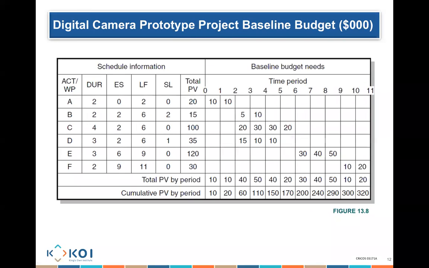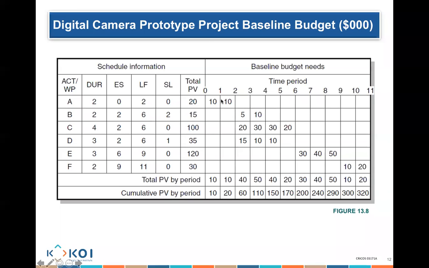We have here various activities: A, B, C, D, E, and F. We have an amount of money. We are planning that activity A will cost me $20, or $2,000 or whatever. B is going to cost me 15. C is going to cost me 100. D is going to cost me 35. E is going to cost me 120. And F is going to cost me $30. So that's what we really know.